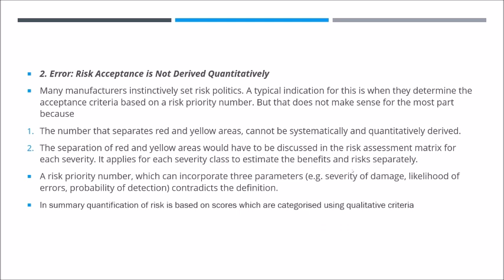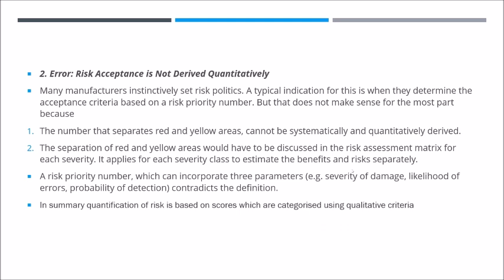So you can see that doing it that way is very complicated, because you have to go through each category and define why that risk is tolerable at that point in the risk acceptability matrix. And sometimes making that justification is extremely difficult. So a risk priority number, which can incorporate three parameters, severity of damage, likelihood of errors, and probability, contradicts the definition. In summary, quantification of risk is based on scores, which are categorized using qualitative criteria.